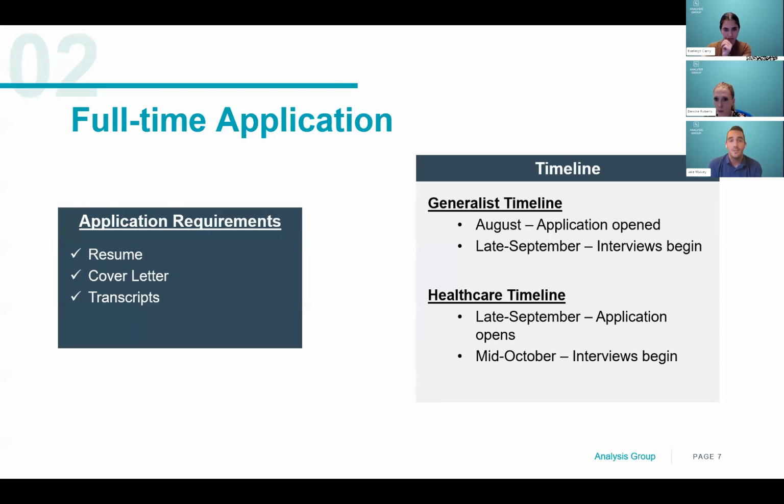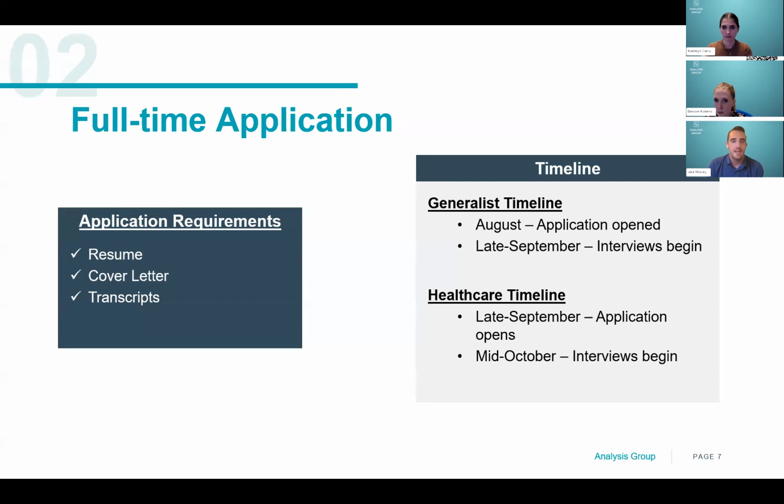And if you are a student who has their bachelor's and is going through your master's program right now, we are going to look for your unofficial transcript from both programs. So something just to keep in mind as you're going through the application process. You'll see on here our timeline on the right. And so this is broken down from our generalist point of view and then also our healthcare timeline.